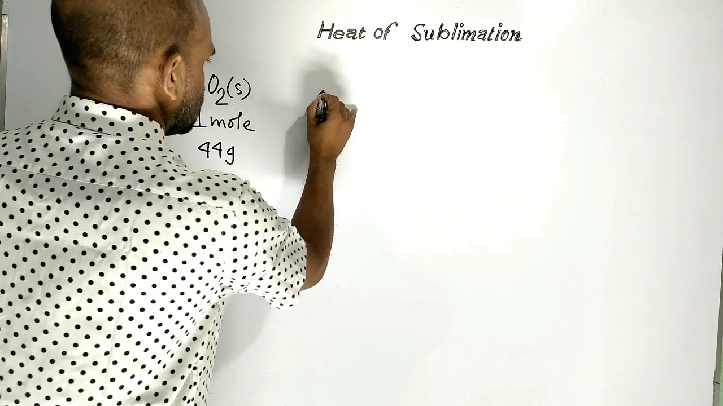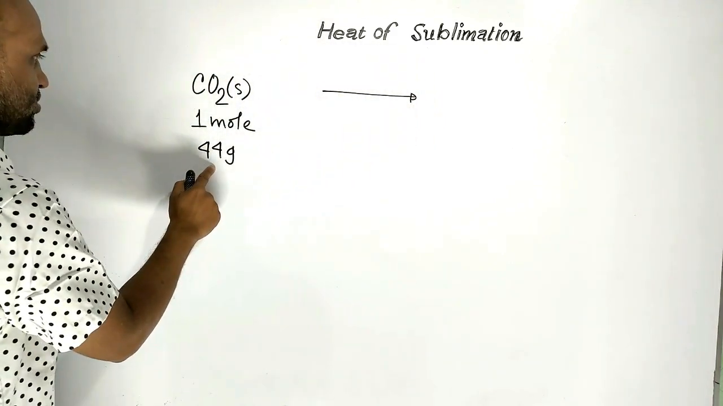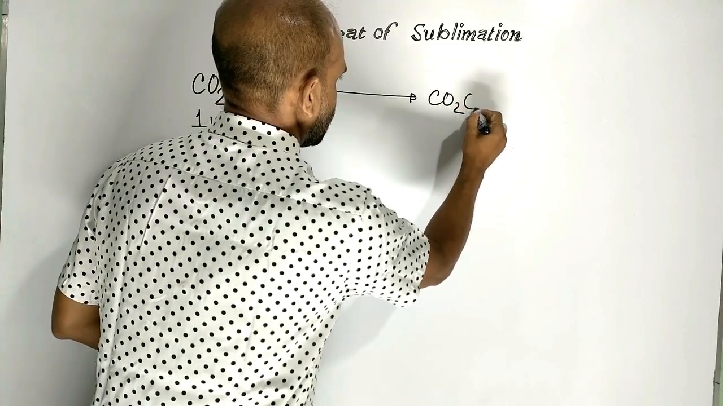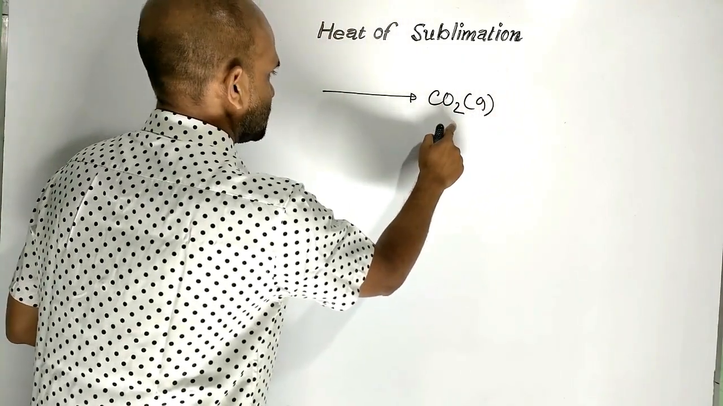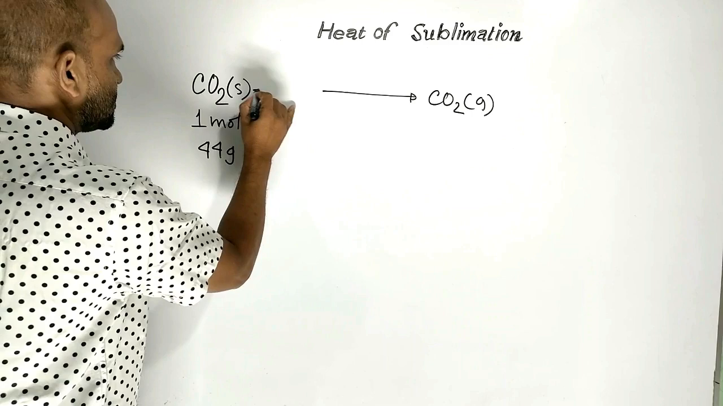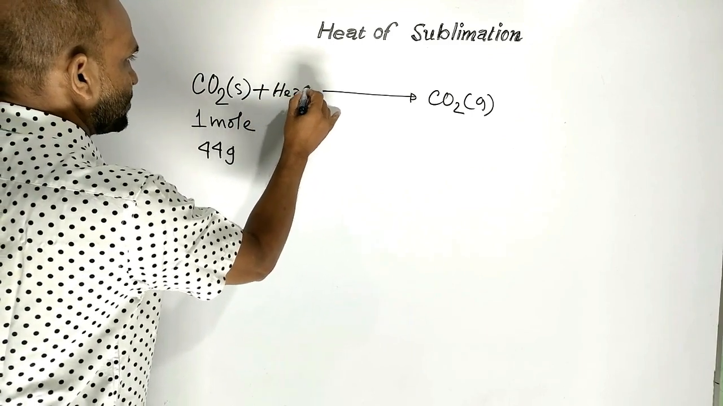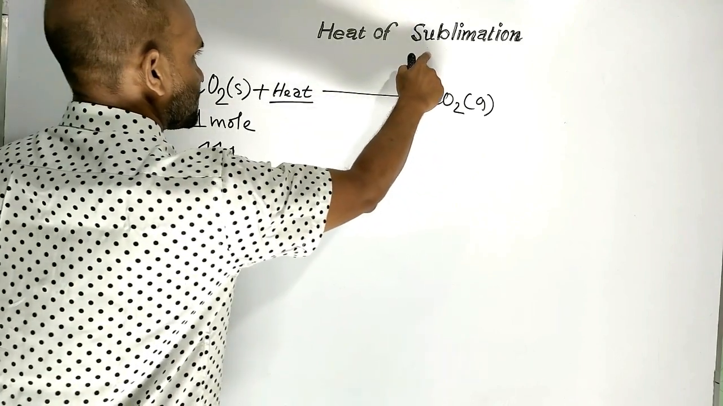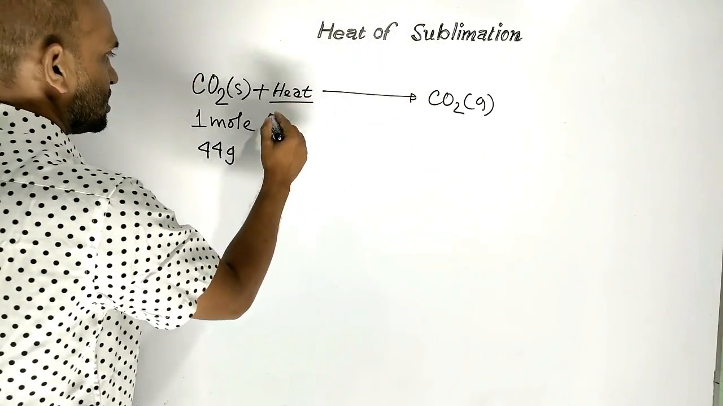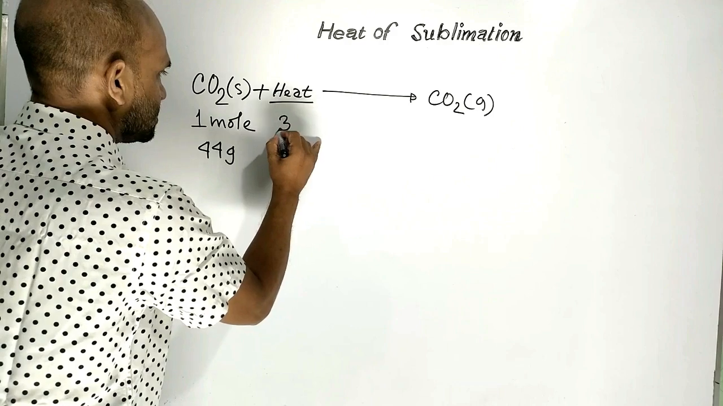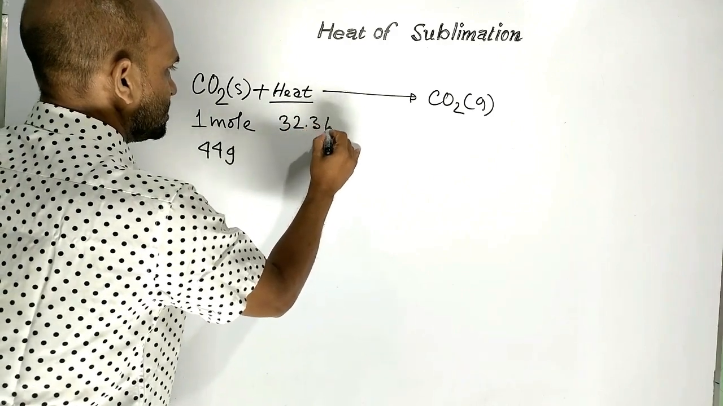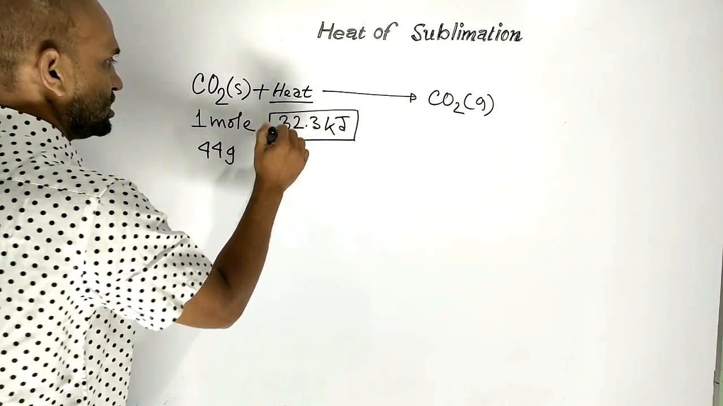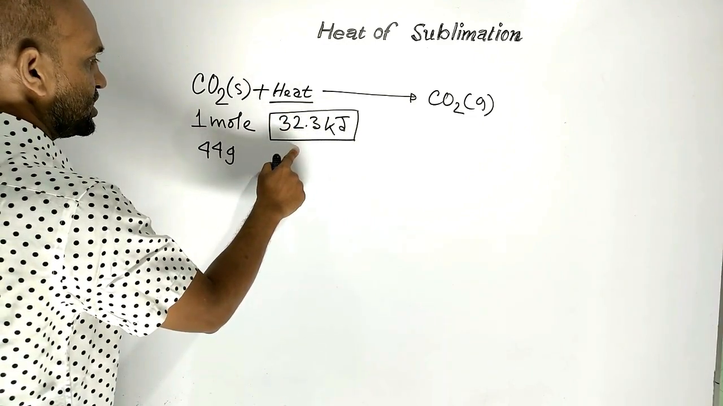When this 44 gram carbon dioxide is converted to carbon dioxide gas directly, then it receives some amount of heat. This heat is known as heat of sublimation. Here, the amount of heat is 32.3 kilojoule. Actually, this heat is called heat of sublimation.